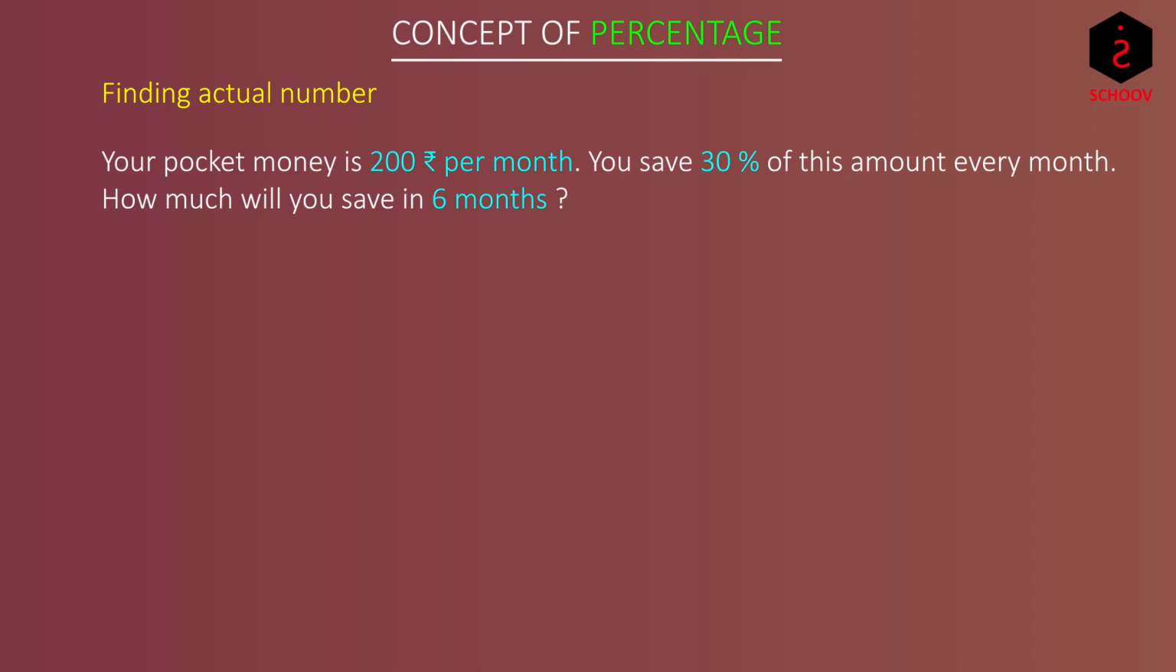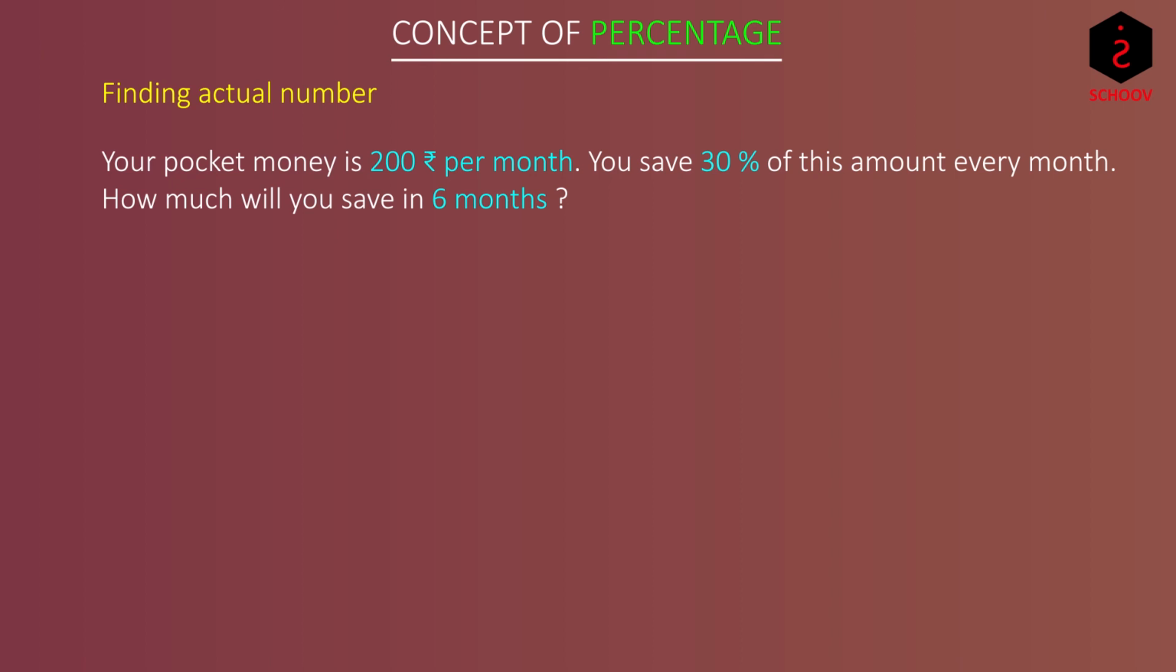So, now read the entire question. The question is, your pocket money is 200 rupees per month. You save 30% of this amount every month. How much will you save in 6 months? So, to find the savings in 6 months, you must know how much you will save in 1 month. And it is said in the question that you save 30% of your pocket money. So, what is the actual number?